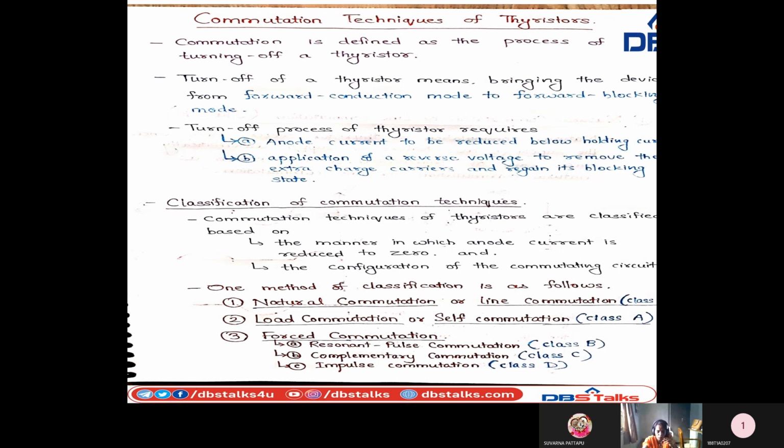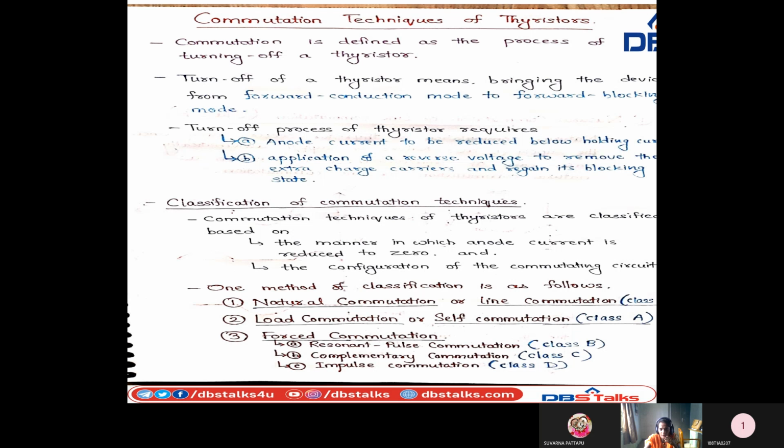Anode current to be reduced below the holding current. Application of the reverse voltage. So application of the reverse voltage remains this extra charge of current. Okay. So next, the classification of commutation.